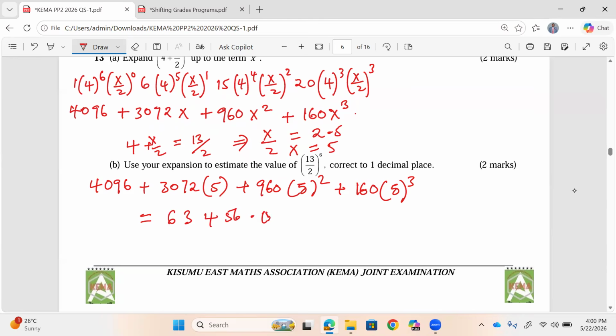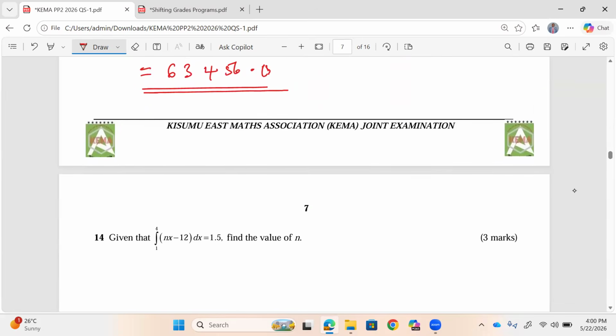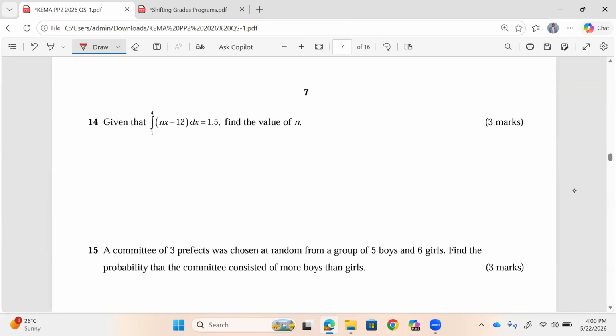You should be very careful with instructions. You're not supposed to lose such a question for being disobedient. Yeah, so that's how we work out such a simple question on binomial expansions. Then we check number 14, right? Yeah. Then check number 14.